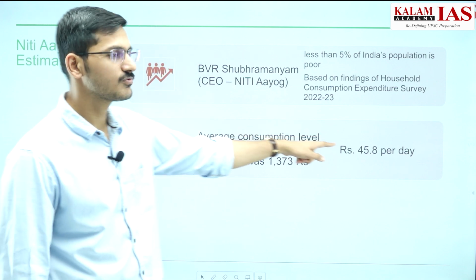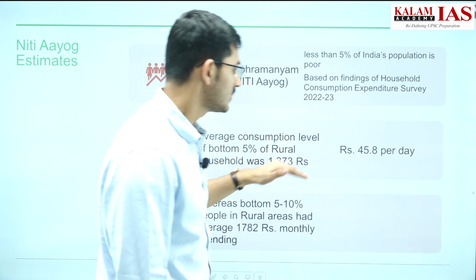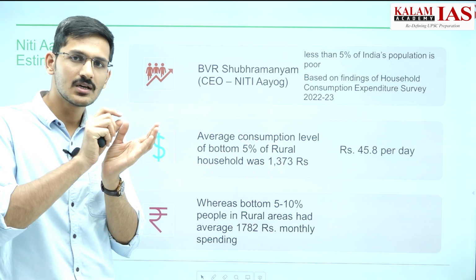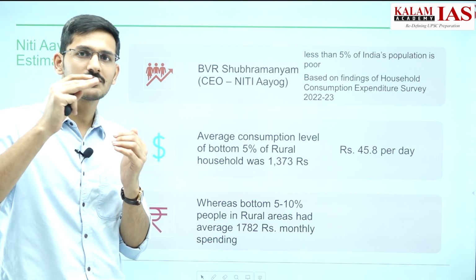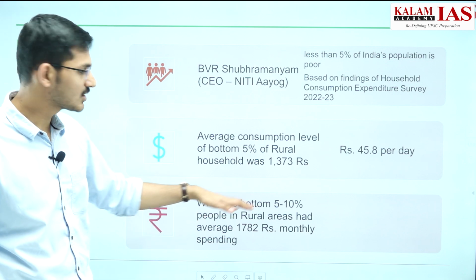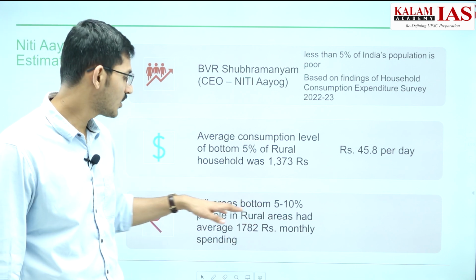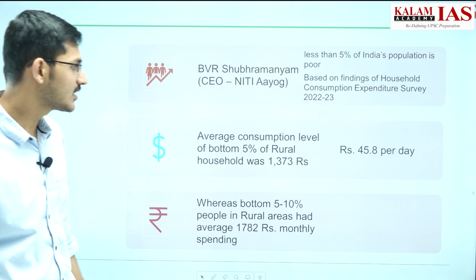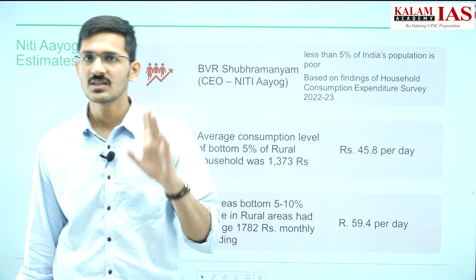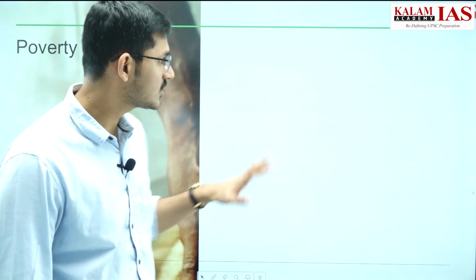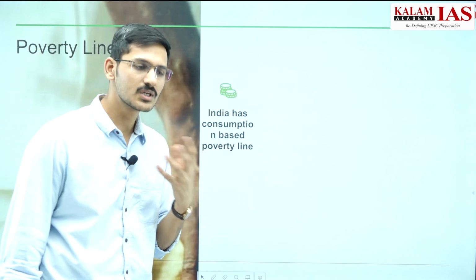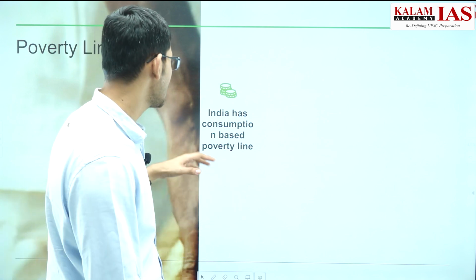And for the people who are not in the poorest 5%, but in the 6% to 10%, the people who are richer than the bottom 5% but poorer than the rest, the average expenditure in the rural areas was 1,780 rupees, translating to about 60 rupees per person per day. Based on these findings, the CEO of Niti Aayog said that the poverty rate in India is less than 10% and probably less than 5%.